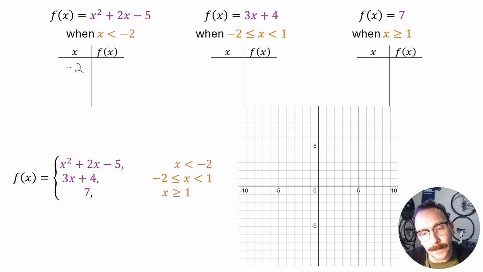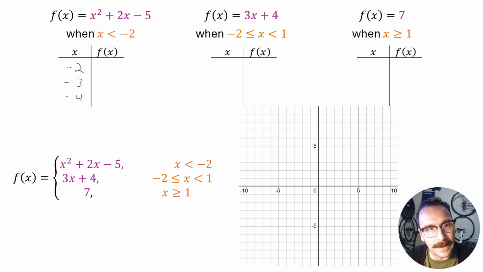And if you're familiar, this function here is not linear, so I might need a few more values to get an idea of what that shape looks like. Okay, so what's less than -2? -3 is, and maybe we'll do -4. Hopefully that's enough for me to get an idea of what this looks like.